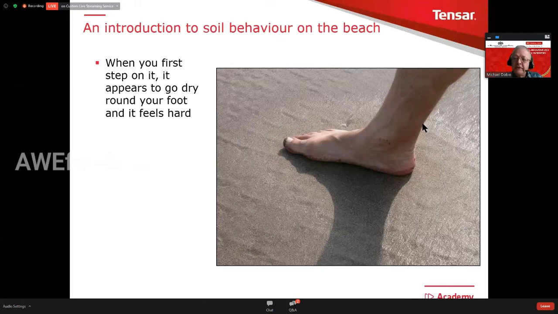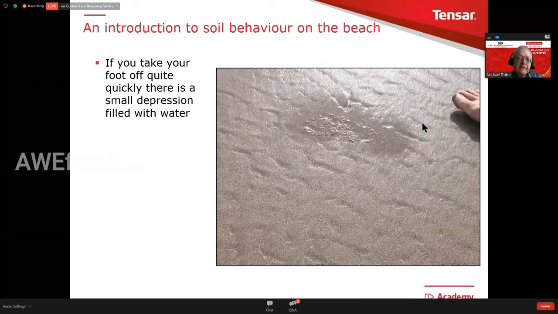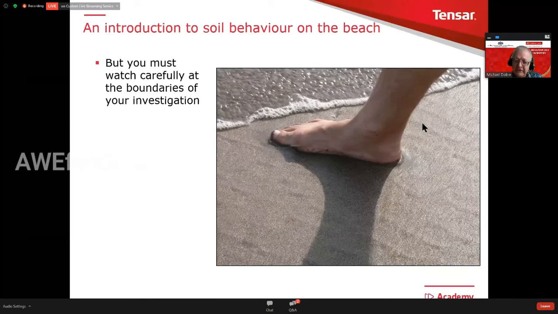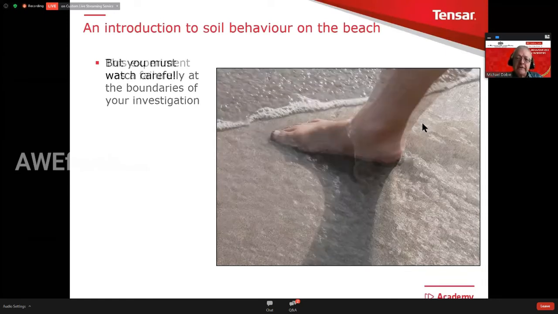And then when you lift your foot up, there's a little film of water left behind. So, let's do it again, just to be quite sure. So down goes your foot. And then, with any investigation, you've got to be careful about your boundary conditions. In this particular case, something went wrong. So that was a failed experiment.